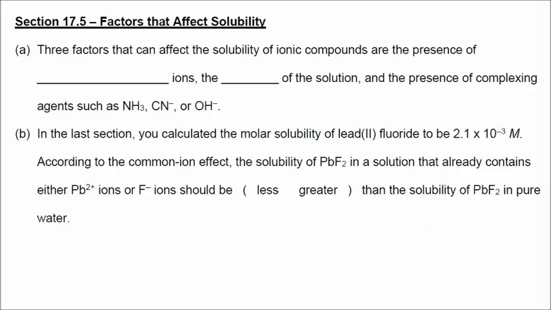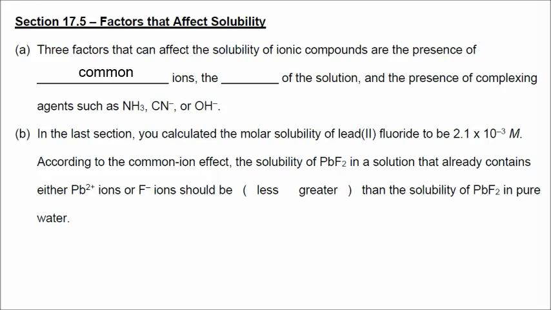Earlier in this chapter, we talked about the common ion effect. We talked about how, for example, acetate can drive down the ionization of acetic acid, or the presence of ammonium ions will reduce the amount of ammonia's ionization. Here we have the same kind of situation for solubility. The common ion effect can apply in terms of the solubility.